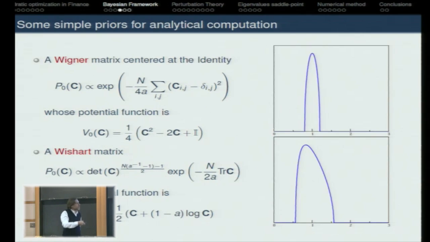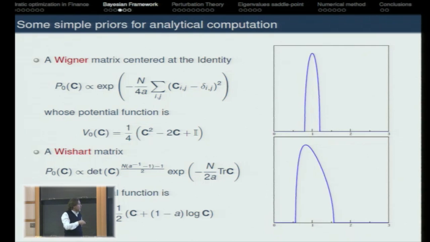Okay, but for analytical computation, we're going to consider a very simple prior. The simplest we could come up with initially was the Wigner matrix, so a semicircle, except that we're dealing with positive definite sample matrices. So the eigenvalue distribution cannot go below 0, and it has to be centered around the identity. So there's a condition on A, so that A should not be too large for this to make sense. But this is the potential function that we get. It's quadratic plus linear.